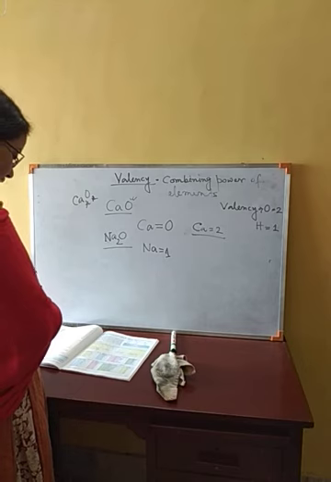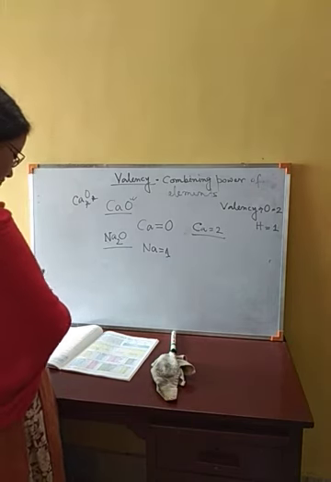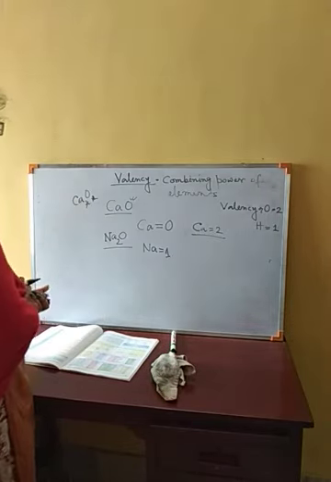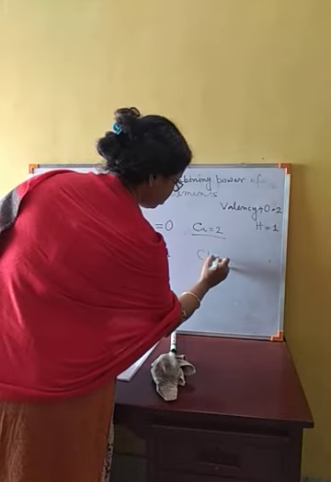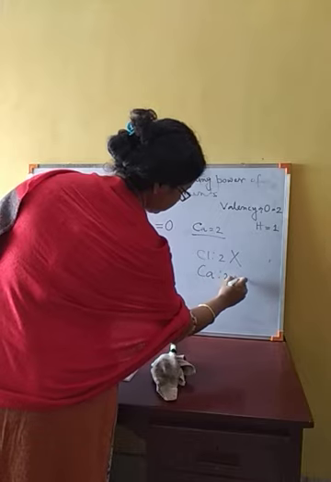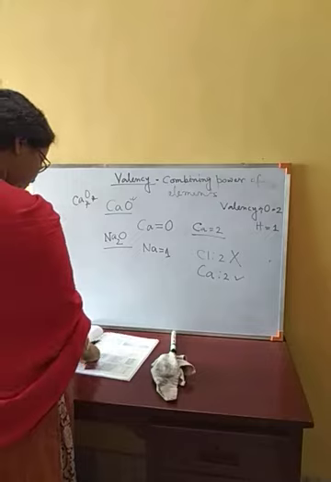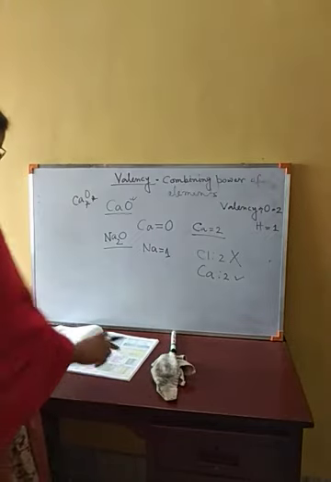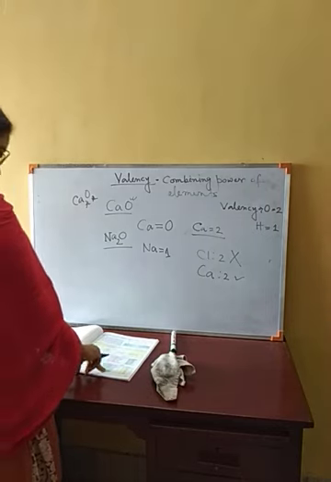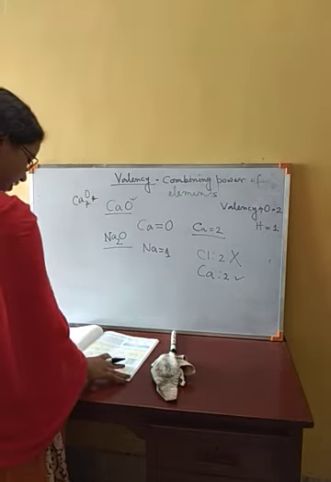So the first one, where the combining power of chlorine is given as 2, you cut that and make it calcium. This change you do, because calcium's valency is not given there. So iron 2, zinc 2, aluminium 3, oxygen 2, sulfur 2, and chlorine 1. This much will be enough.